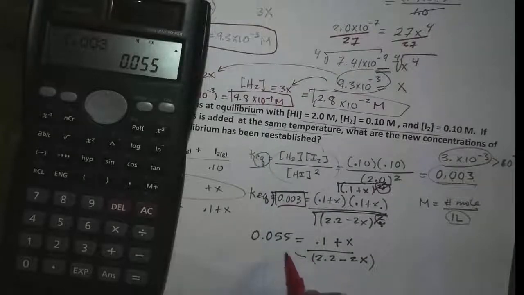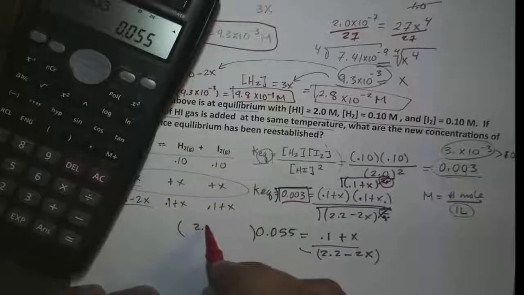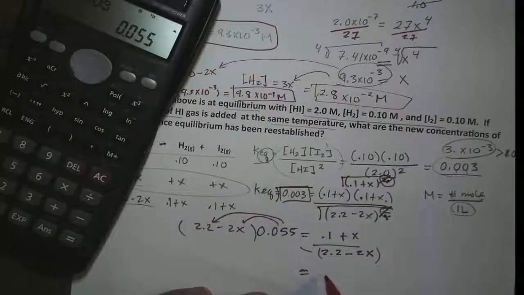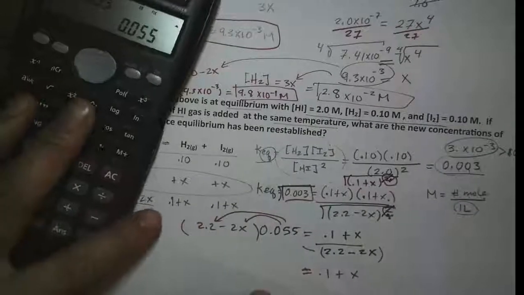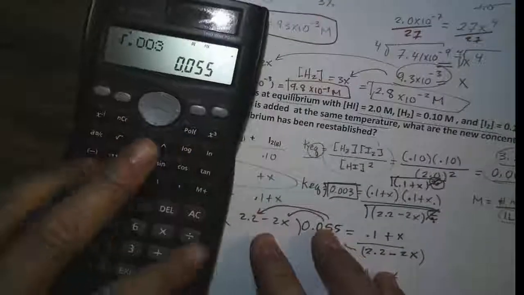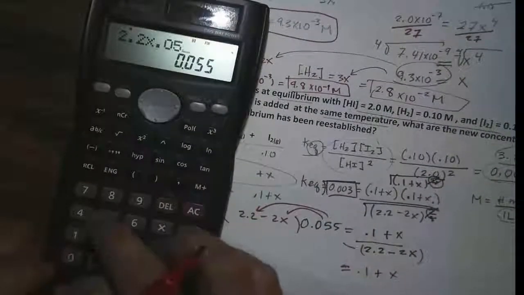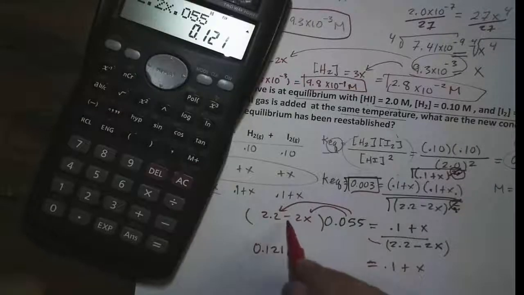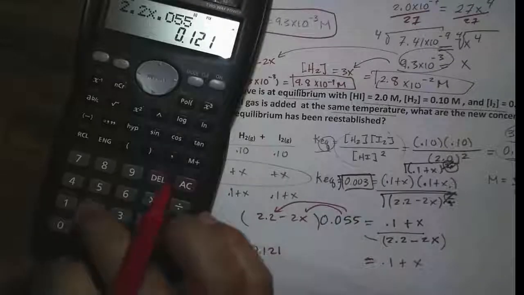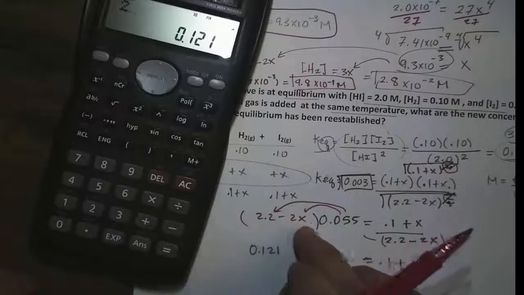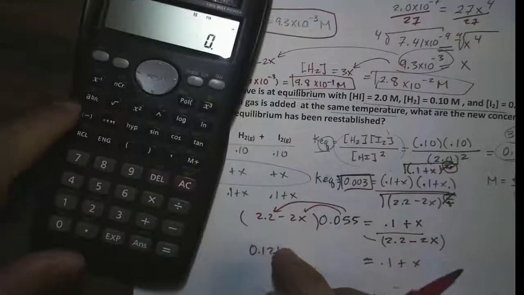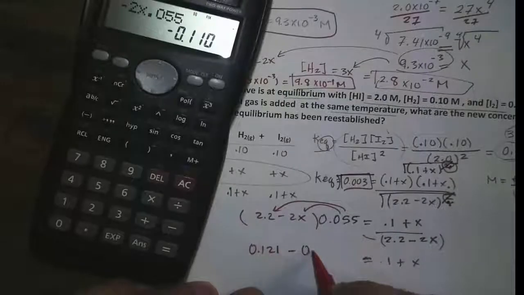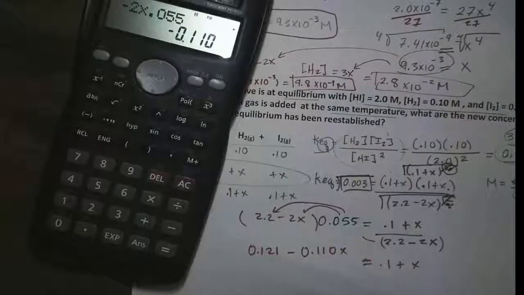Of course, we are going to bring this over here and multiply that to that side, which is 2.2 minus 2x times that, and we just distribute this in. Isn't that easy? So we have 0.1 plus x. Let me use my calculator to help me out. We have 2.2 times 0.055, and that gives us 0.121. Then we have negative 2x times 0.055, which gives us minus 0.11x. There you go. Beautiful, isn't it?